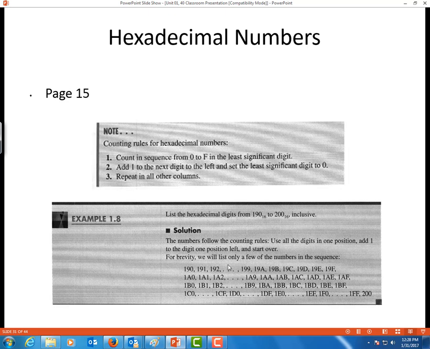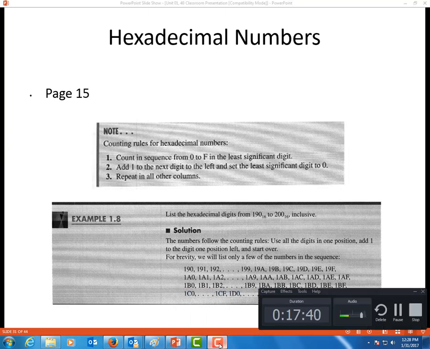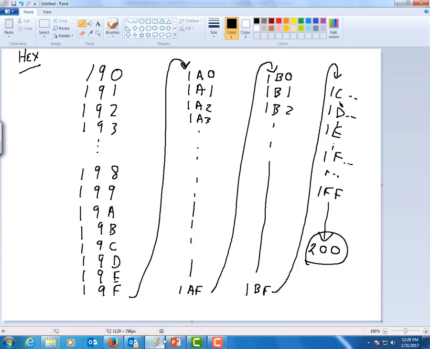I hope this has helped you understand hexadecimal and why it's used. It's important that you understand that this numbering system is going to be used later on. And since you're dealing with digital electronics, hexadecimal is used widely.